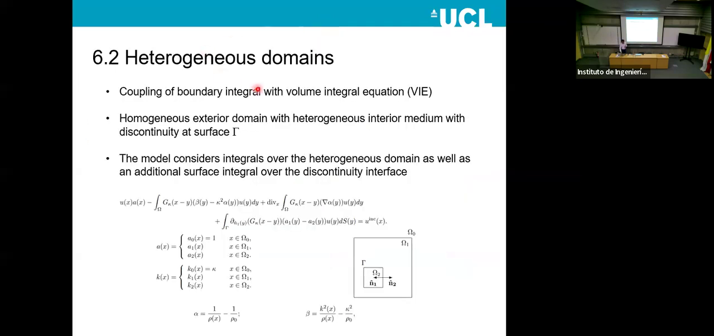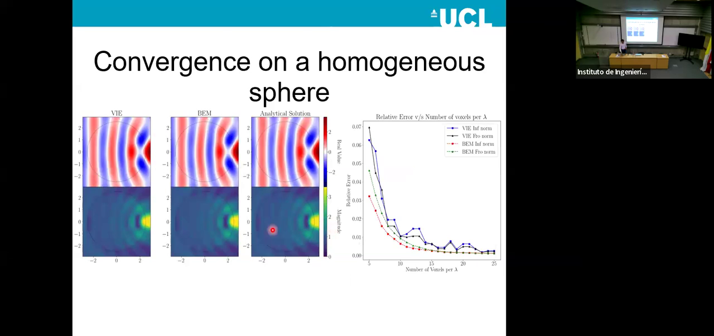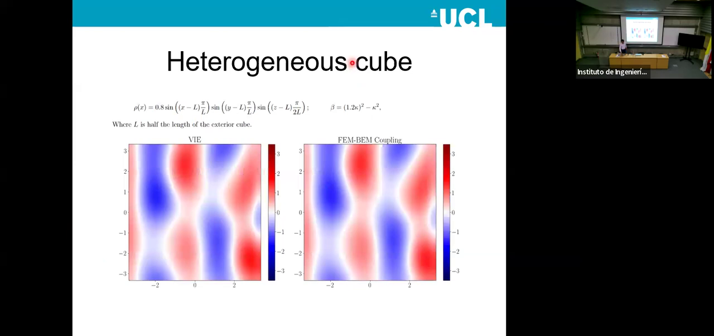So heterogeneous domains. This is the work by one of Elvin's students, Danilo. Essentially, we're assuming in the exterior domain that we have something homogeneous, but inside a penetrable object, we're assuming that we have spatial variations of sound speed and density. There are some initial tests that were carried out on a sphere, which worked well, nice convergence. And this is for a heterogeneous cube with a spatial variation of density.